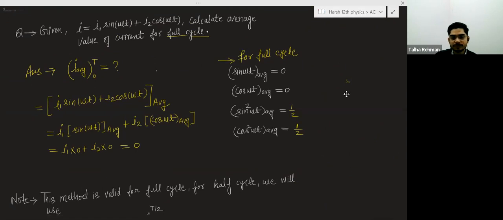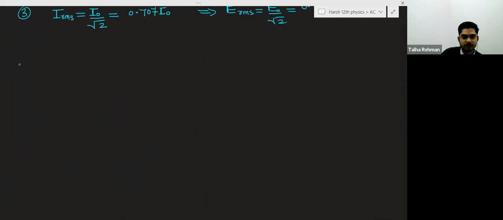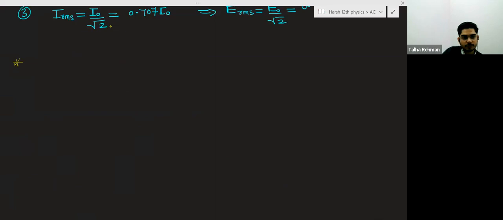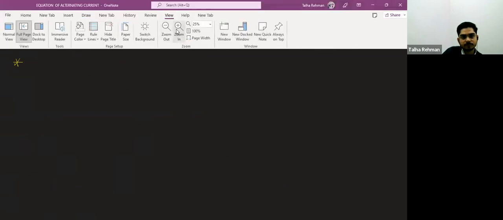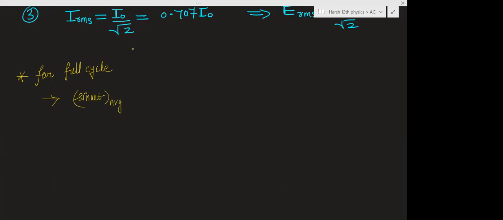Before that, I have to tell you something. See here. Remember this point for full cycle. For full cycle, if you are calculating the average value of sine omega t, then you will get 0.